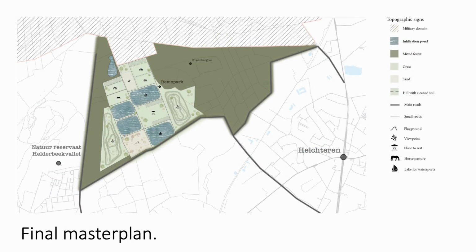This is what the final plan for the site will look like after all the processes. In the back is the horse accommodation, in the middle 4 ponds are created where water sports can be practiced, in between is a picnic area and a playground, and along the edges of the park there are mountains with clean soil on which walking trails run and from which a viewpoint will emerge.